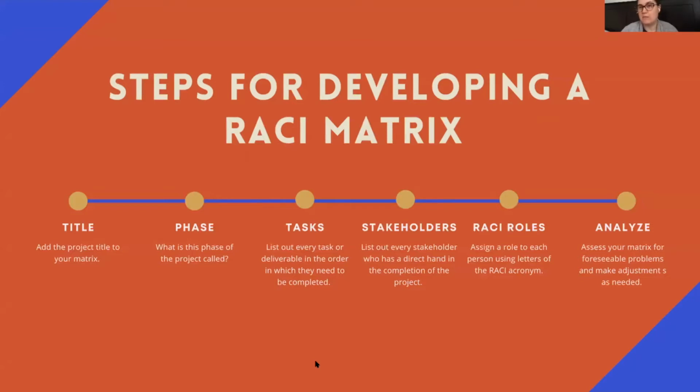Then I'll show you an example, and then I will actually create a RACI matrix so you can see what this looks like. So step one is to add the title. You're going to add the project title to your matrix. Step two is to describe the phase. So maybe in your project, you have a specific title for your phases. Maybe you just number them. Either one of those will work.